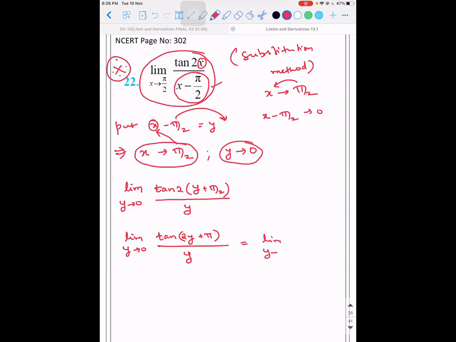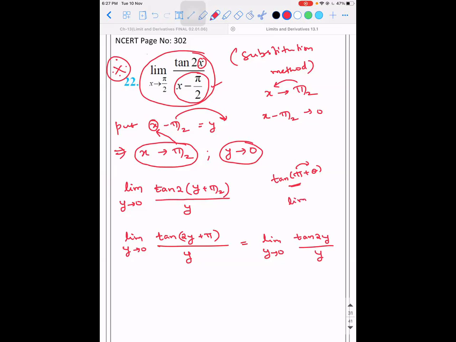Okay. So limit y tends to 0, what is tan of pi plus theta? Pi plus theta, where theta is acute, means which quadrant are we going to? Third quadrant. In the third quadrant, tan is positive. So the answer will be tan 2y divided by y.